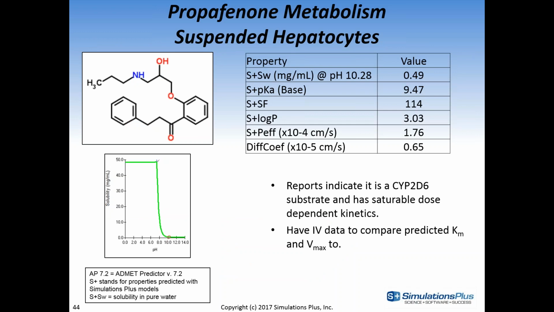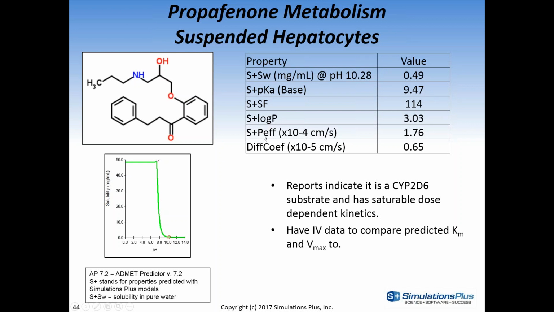The first one is a simple IVIVE scenario where we're looking at the suspended hepatocyte metabolism of propafenone, pulling the kinetic parameters from this in vitro experiment and then simulating IV data in human and predicting the PK simply from structure, a complete 100% IVIVE scenario. In this case, we used predicted properties for propafenone.